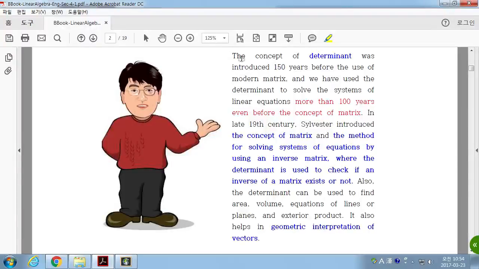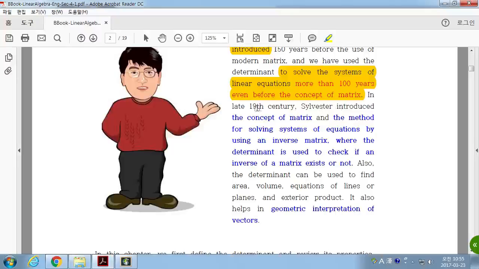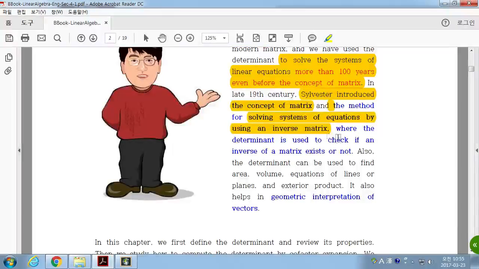The concept of the determinant was introduced far earlier than the concept of the matrix. It was used to solve systems of linear equations more than 100 years before the concept of the matrix. In the late 19th century, Sylvester introduced the concept of the matrix and the method of solving systems of equations by using an inverse matrix.